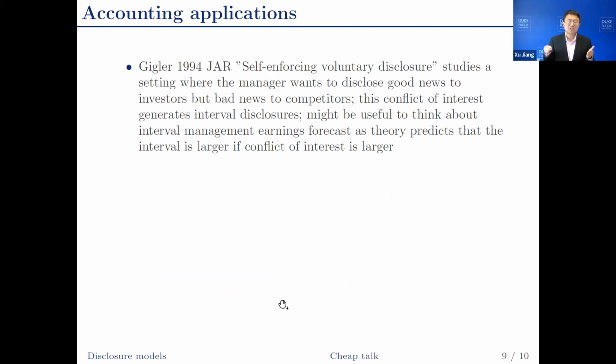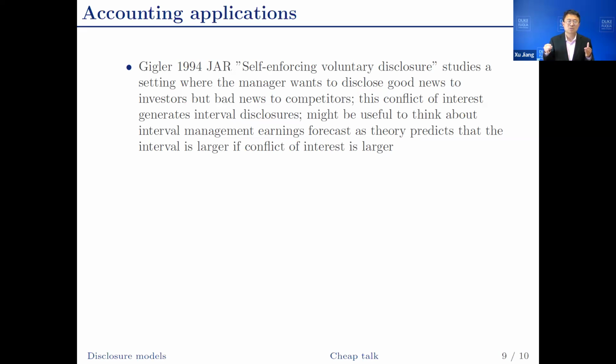Talking about accounting applications of cheap talk models, the Gigler 1994 JAR paper is one of the applications. It studies a setting where the manager wants to disclose good news to investors, but wants to disclose bad news to competitors. The manager wants to tell investors the firm is doing well, but wants to tell competitors the firm is doing badly: do not enter the market. So this conflict of interest is going to generate interval disclosures.